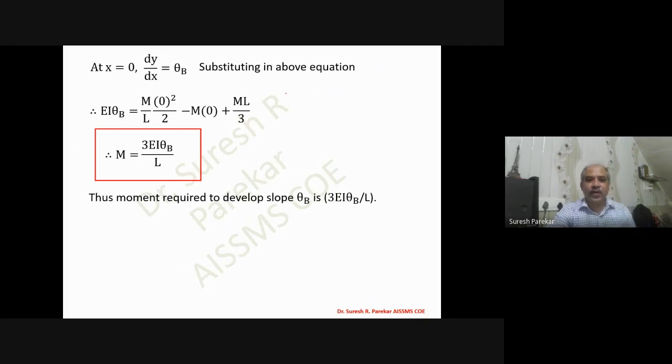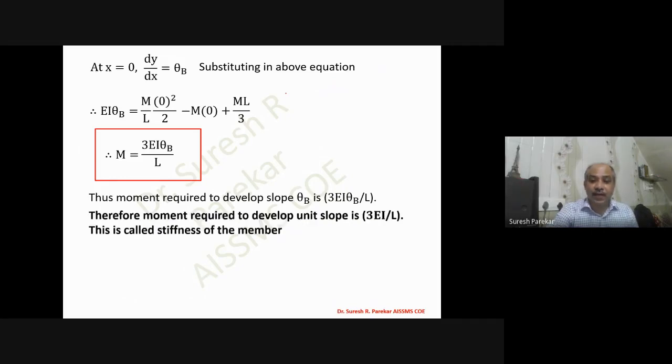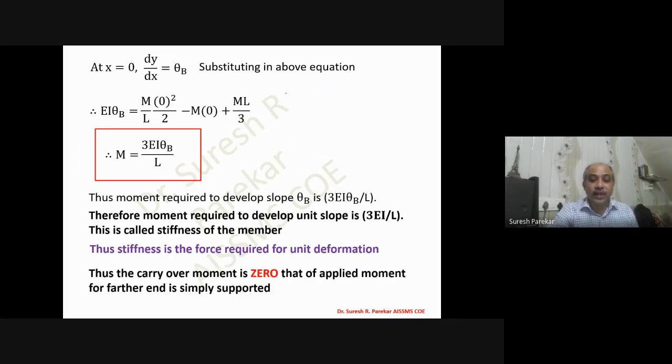Thus the moment required to develop slope theta B is 3EI theta B upon L. Therefore the moment required to develop unit slope is 3EI upon L. This is called the stiffness of the member, when my farther end is simple support or overhang. And the carryover moment, because my farther end is simply supported, there will not be any moment developed, and therefore the carryover moment when it is simple support is 0.